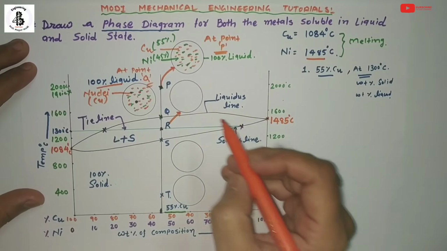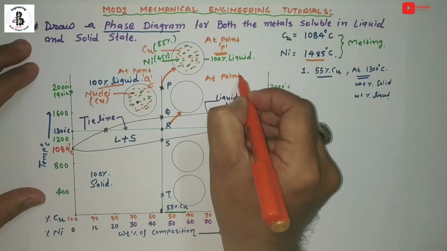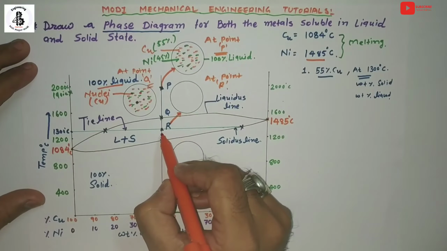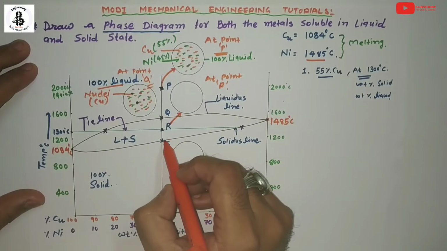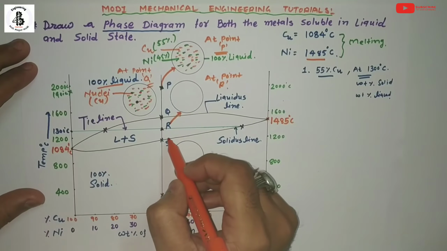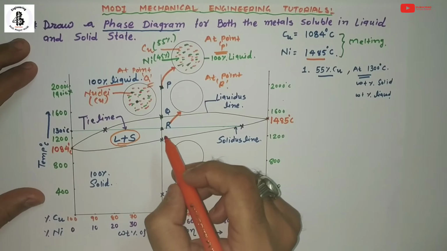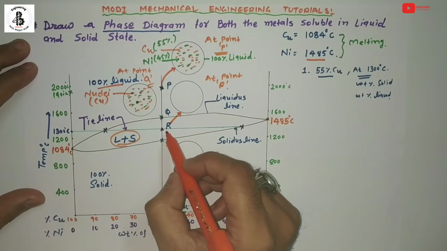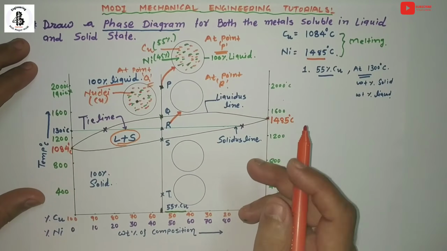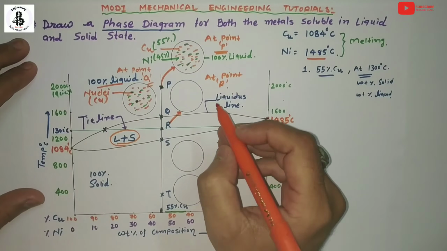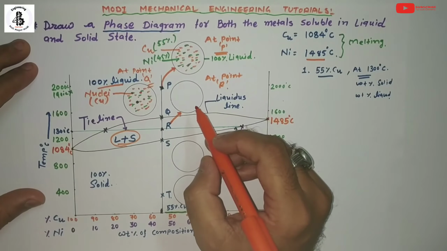Now I will explain point R. So this is at point R. What happens is that some portions convert into solid from the liquid phase, because between Q to S the whole region is liquid plus solid. Some portions are still liquid, and some portions are converting into solids. Just you can see some portions of copper and nickel transferring into solid, and the rest remain in the form of liquid.